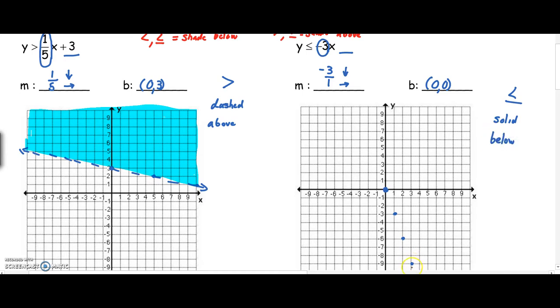So I'm going to draw my line in first. I want to make sure my line goes all the way across my graph. And then I'm going to shade below my line.